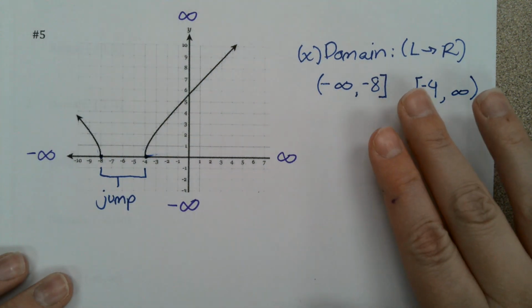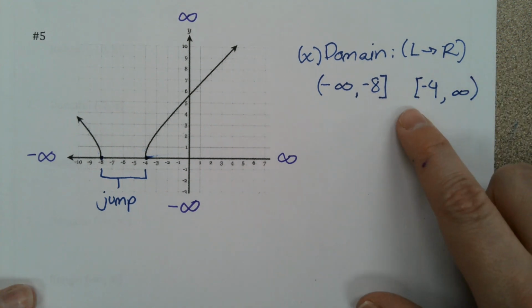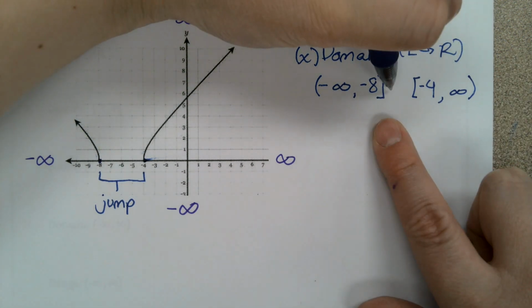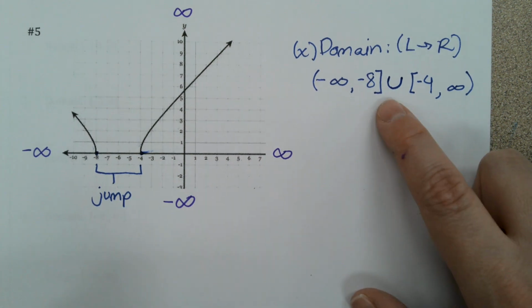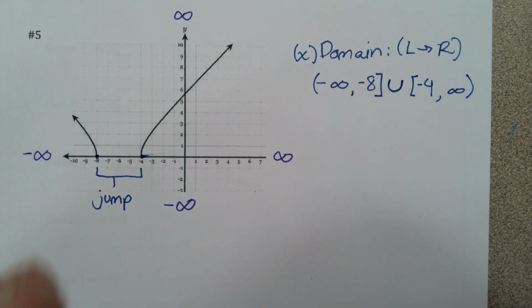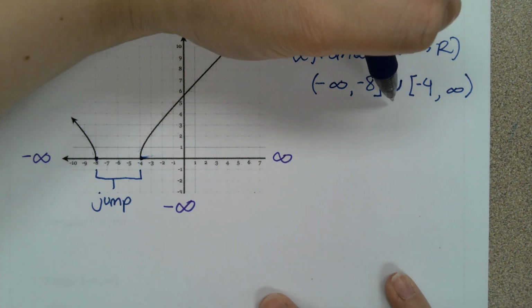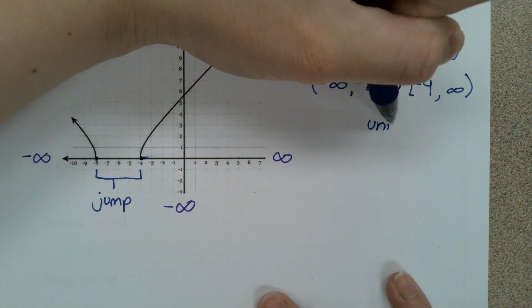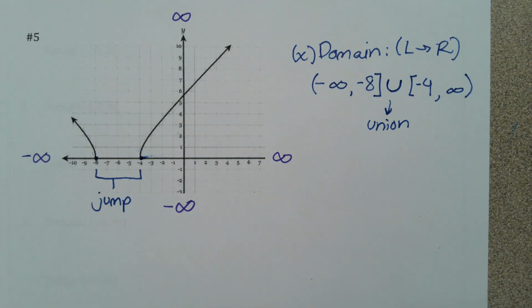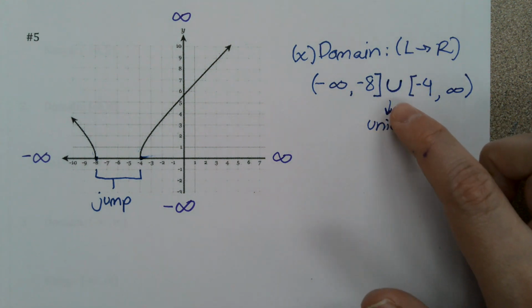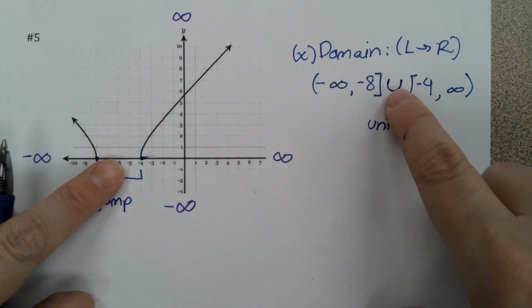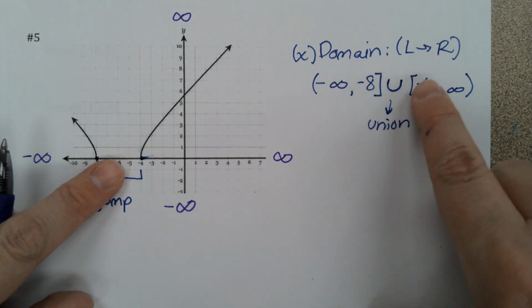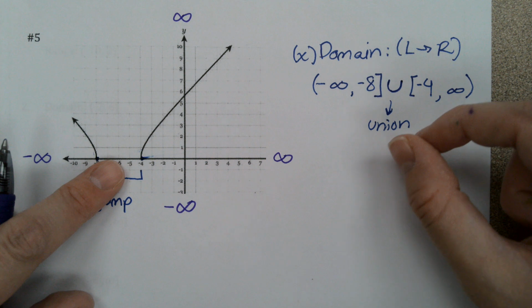Now, there's a proper way to deal with the gap here. There's a symbol I need to show you. It looks like a slightly stretched out U, kind of an exaggerated U. This is called the union symbol. So it's literally connecting the two intervals together, and this says, hey, there's a gap in the graph. That's why I'm here. I'm connecting the two pieces together.